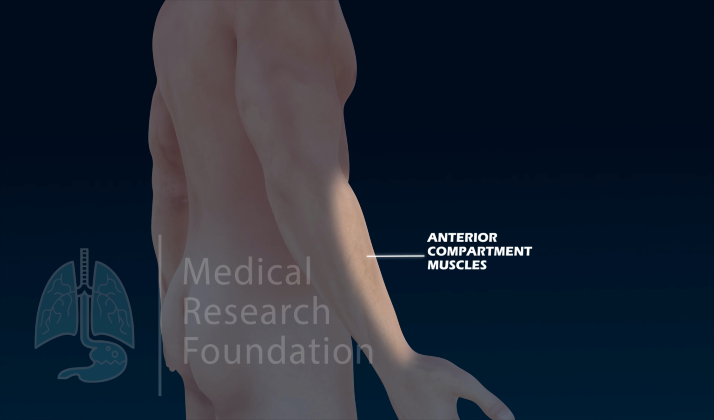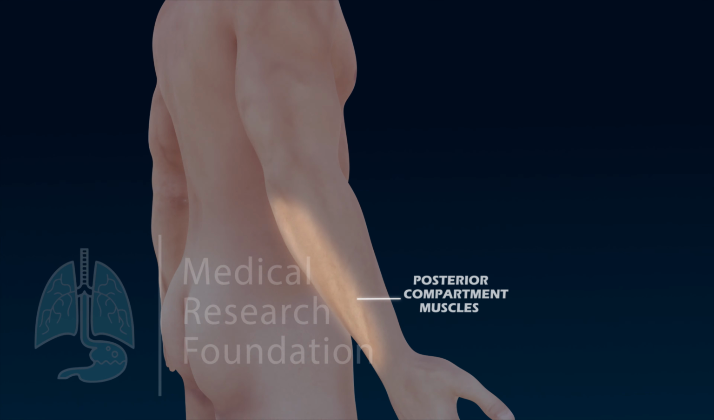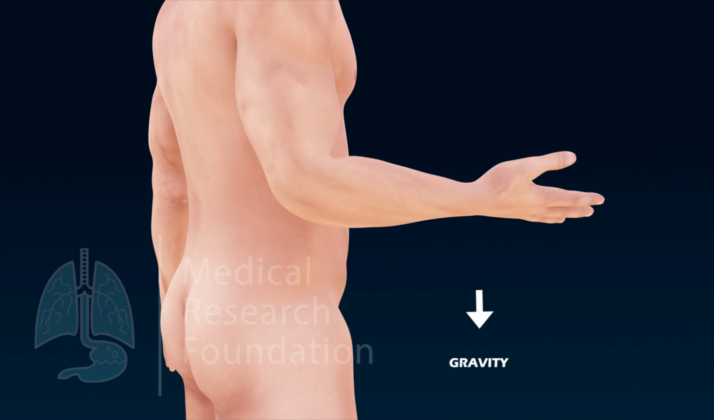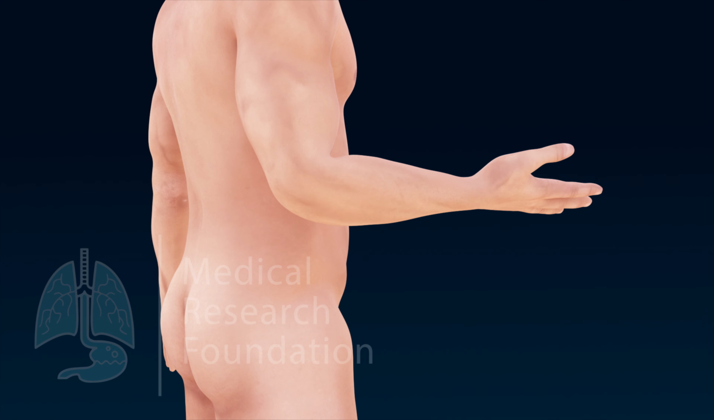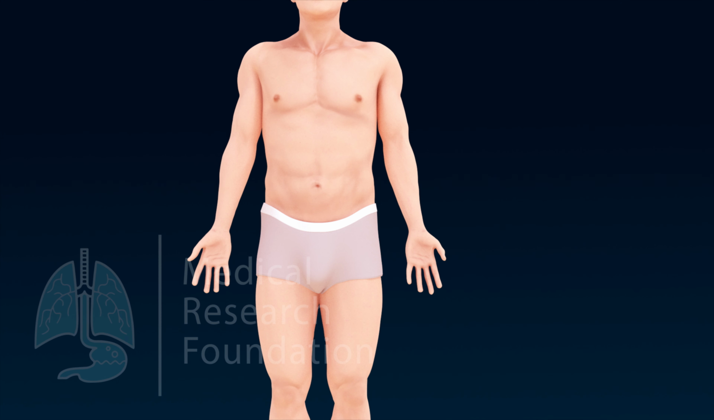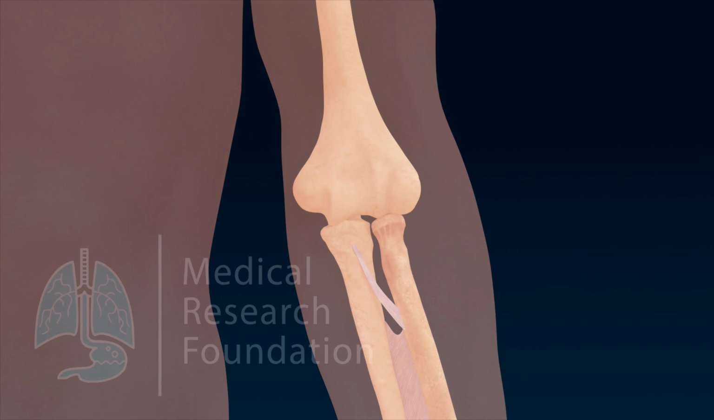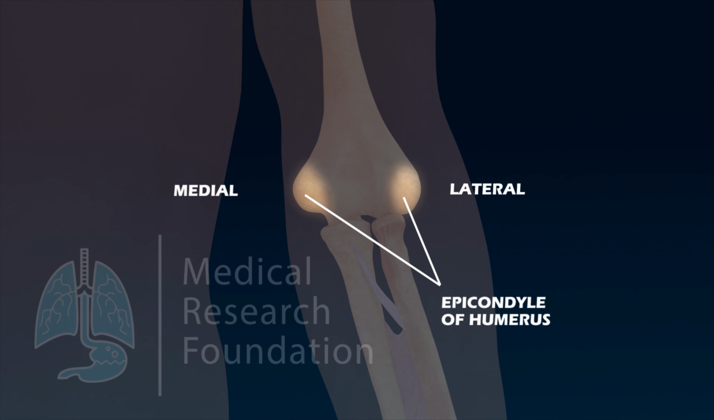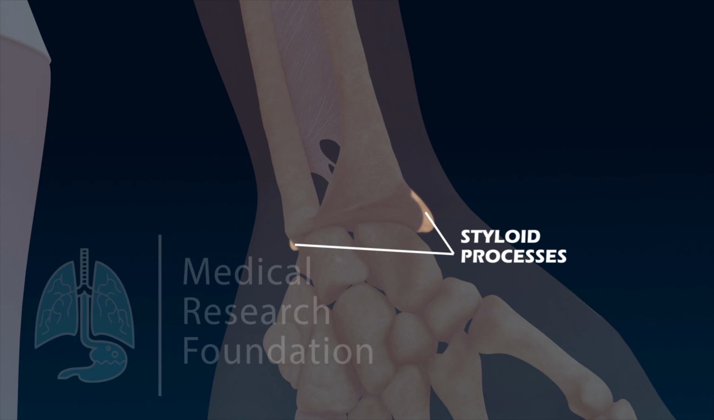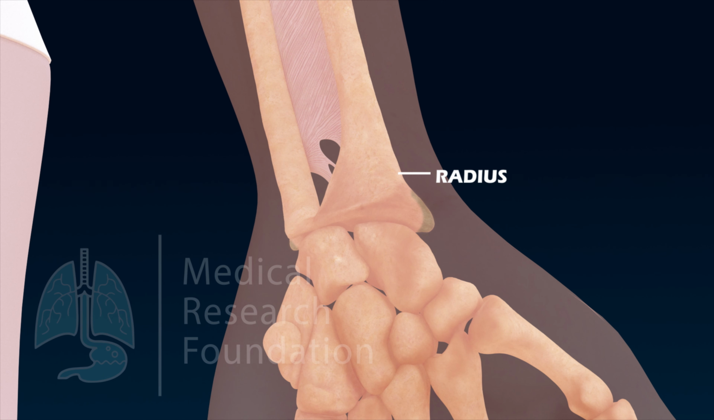Anterior compartment muscles are better developed than posterior compartment muscles because they act against gravity. Hence, flexor muscles are called anti-gravity muscles. Surface landmarks: superiorly, medial and lateral epicondyle of humerus, and inferiorly, styloid process of the radius and ulna.